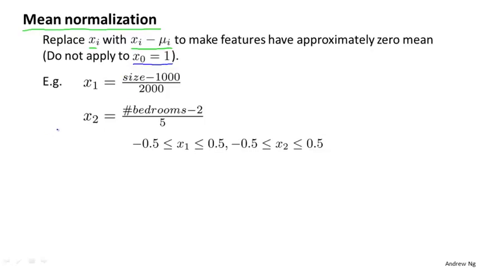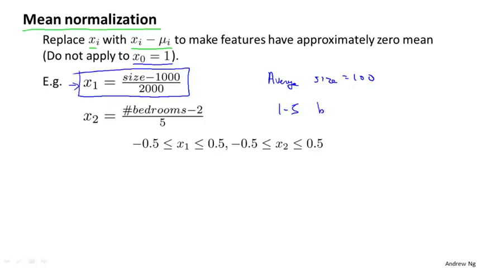But concretely, for other features, if the range of sizes of a house takes on values between 0 and 2000, and if the average size of a house is equal to 1000, then you might use this formula: set the feature x1 to be the size minus the average value, divided by 2000. And similarly, if your houses have 1 to 5 bedrooms, and on average a house has, say, 2 bedrooms, then you might use this formula to mean normalize your second feature x2.